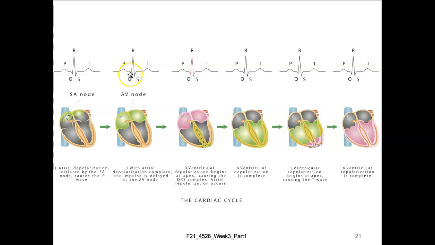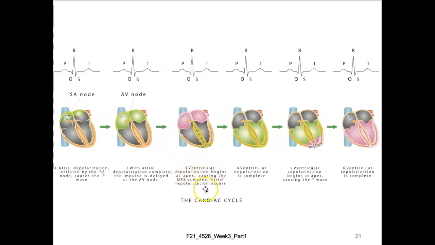You've got a little bit of a delay. Remember I talked about the delay. The AV node causes this little bit of a delay in here. And this QRS complex is ventricular depolarization, when the ventricle contracts. Ventricular depolarization begins at the apex, remember, at the bottom of the heart, and goes down through the left and right bundle branches, and it causes the QRS complex. So this is ventricular depolarization or ventricular contraction.